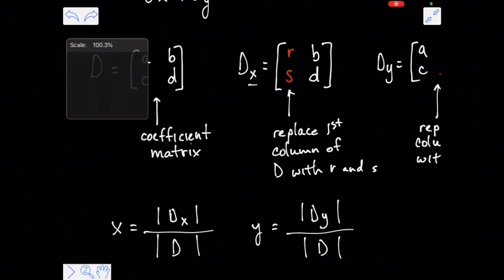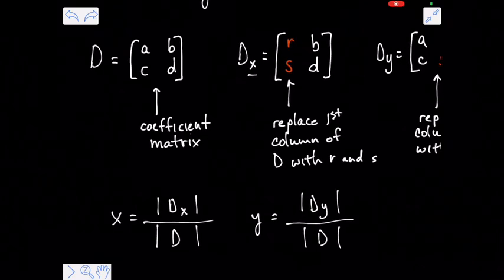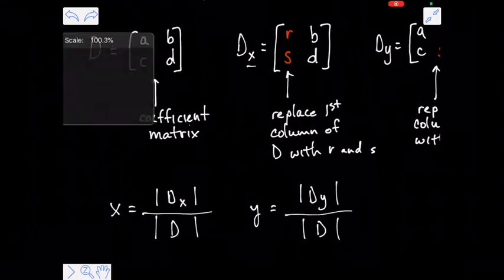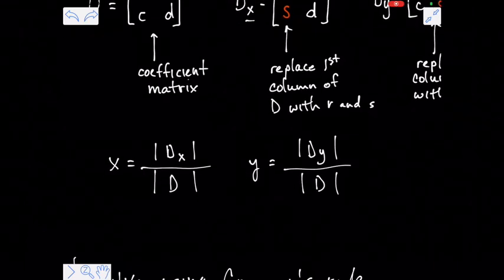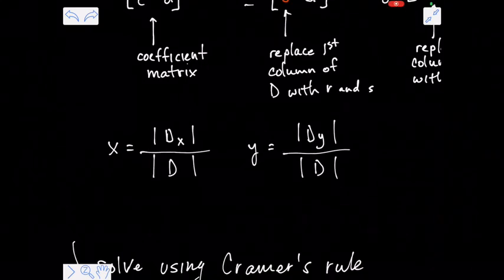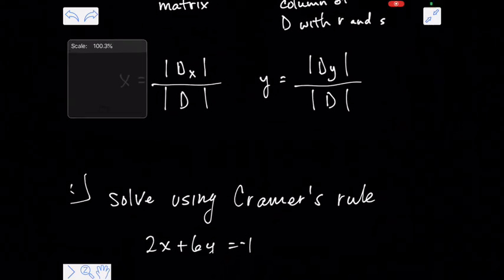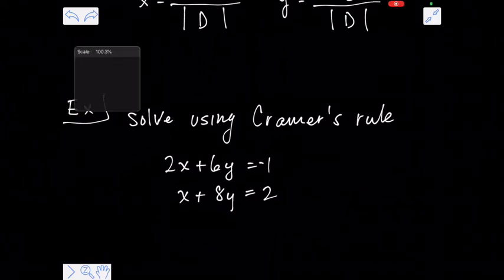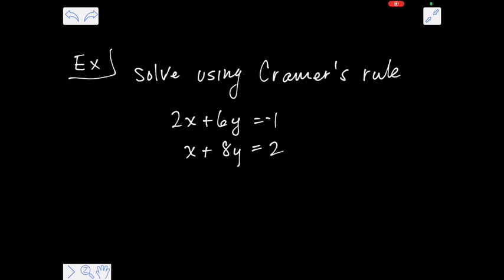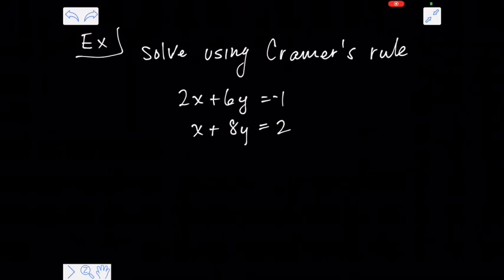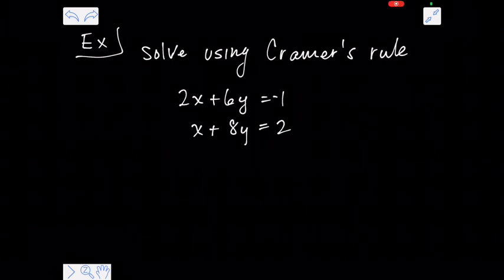So like I said, as long as you're proficient in finding the determinant of a 2 by 2 matrix, then using Cramer's rule to solve a 2 by 2 system, or a system of two equations, two variables, can go pretty quick. So we have an example here. Solve this system of linear equations using Cramer's rule.